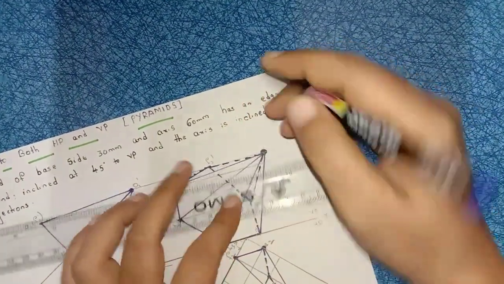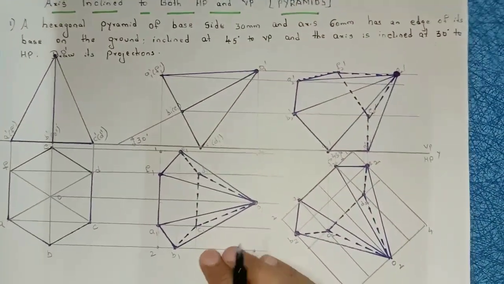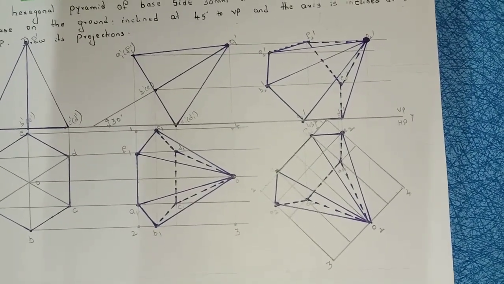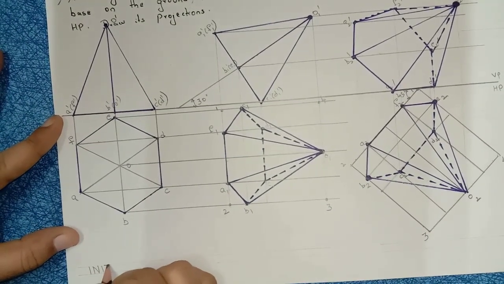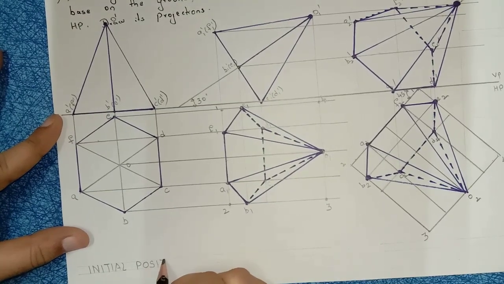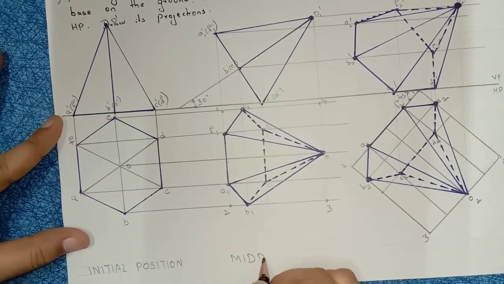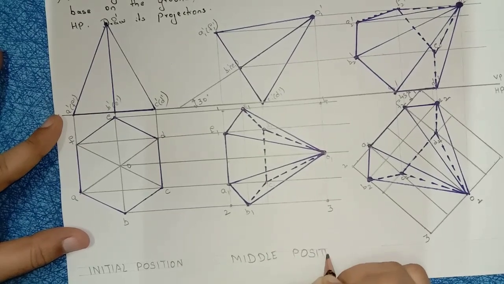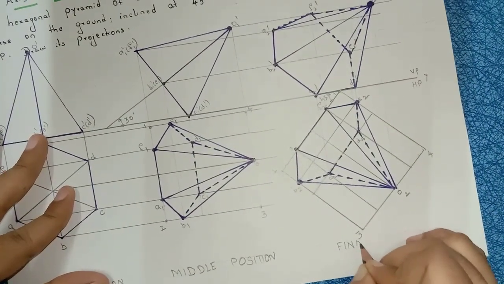Right, so this is your hexagonal pyramid problem. Right, so this completes your problem. After completion of your problem, below that take height 5 mm for all and write down here this is your initial position, middle position, and this is your final position.